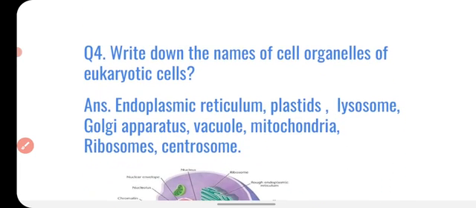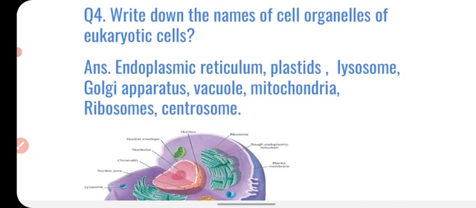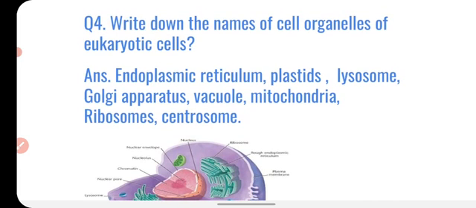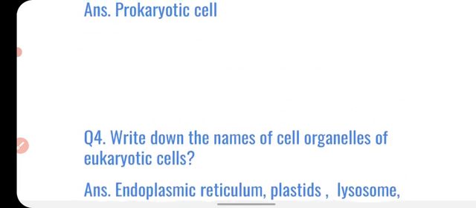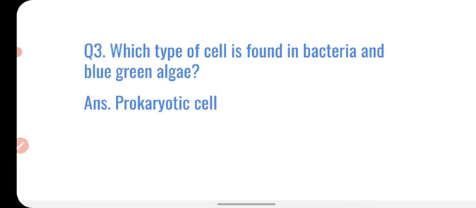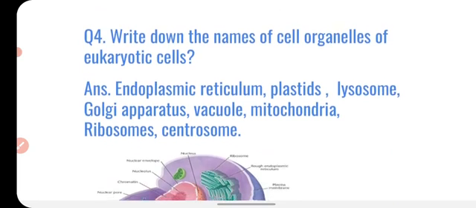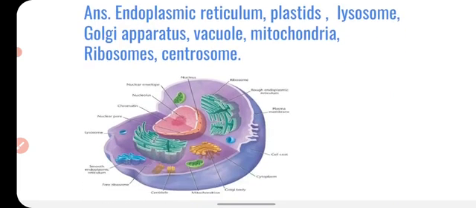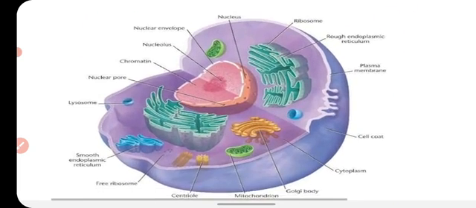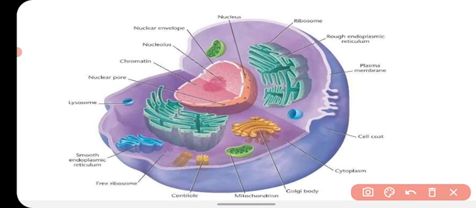Next question is, write down the names of the cell organelles of eukaryotic cells. On the basis of the nucleus, you know that there are two types of cells, prokaryotic and eukaryotic. We discussed the prokaryotic cell here, and now we will see the eukaryotic cells. Eukaryotic cells are the cells which have a very well-developed, well-defined nucleus. You can see here, this is the nucleus. It has nuclear membrane, nucleoplasm, chromatin thread, and nucleolus.